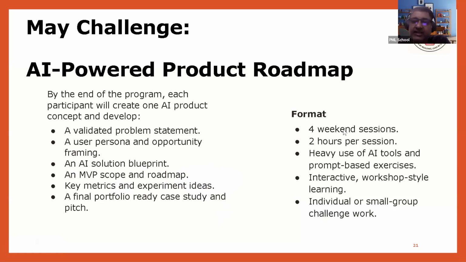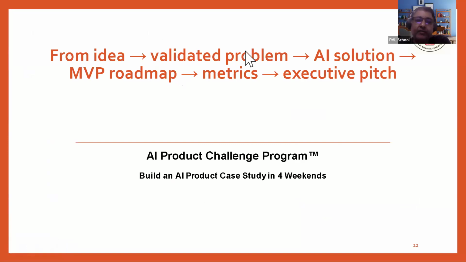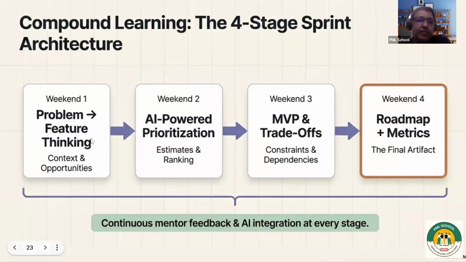Yes, everybody knows this program is 4 sessions, 2 hours per weekend, and you will use AI tools. And you will have an individual product, right, this time also. So from idea to validating problems, then we'll see AI solutions where we can build, we'll build the MVP roadmap, then we'll define those metrics, right? And then you will execute in terms of presentation of that product, right? So portfolio, yes. So problem, feature prioritization, roadmap, and metrics. That will be our continuation.